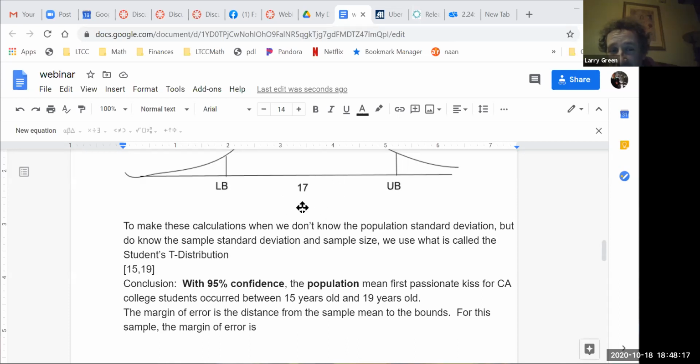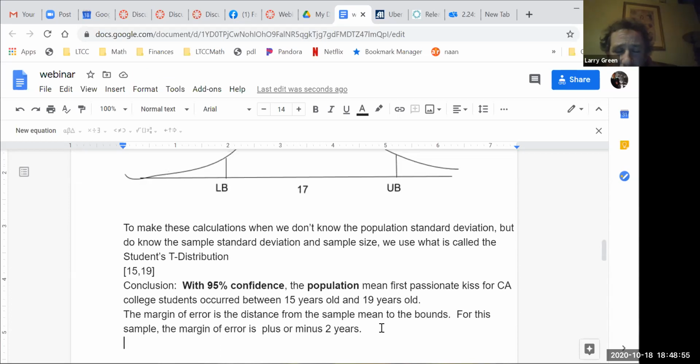Sample mean was 17. Do you see that? And the upper bound is 19. And how far away from each other are they? That's not supposed to be a hard one. 2. So the margin of error is just 2. And often you'll say plus or minus 2. Two years. Any questions on that? Any questions?